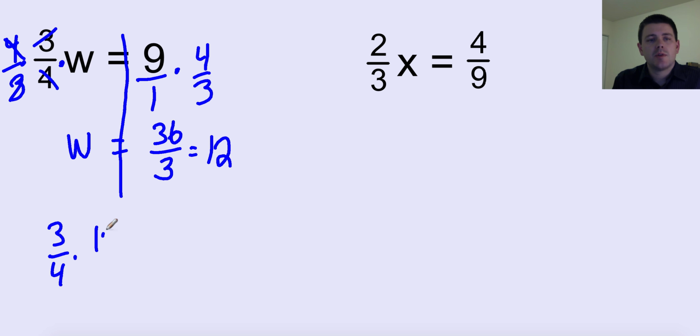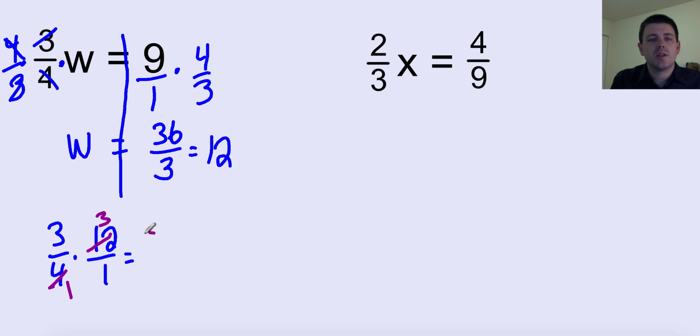3/4 times 12. Well, that's really 12 over 1. You can do your little bit of cross canceling. These can both be divided by 4. If you didn't realize you could cross cancel, you can just go ahead and multiply and simplify when you're done.